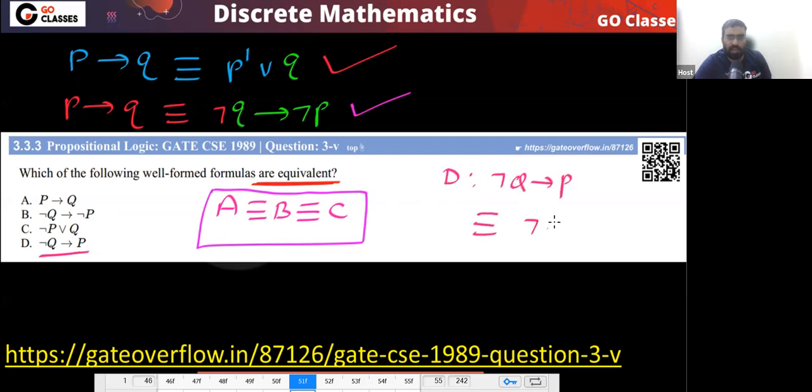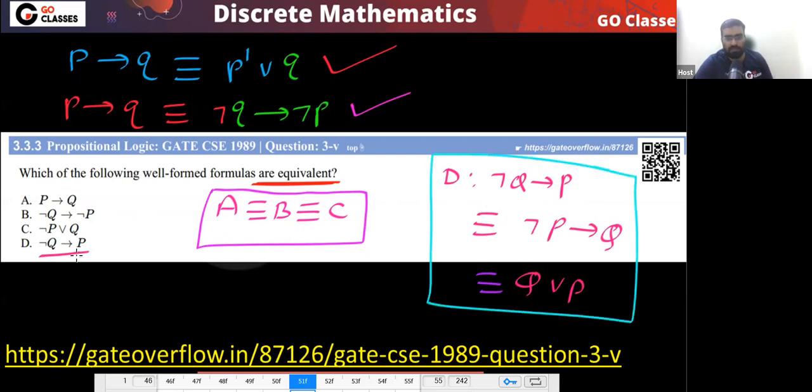This is equivalent to negation P implies Q. So this option D is equivalent to negation P implies Q, or this is equivalent to Q or P. So this is the idea. Very simple question, I can say just an extremely simple question. So these are basically equivalent, all of them.